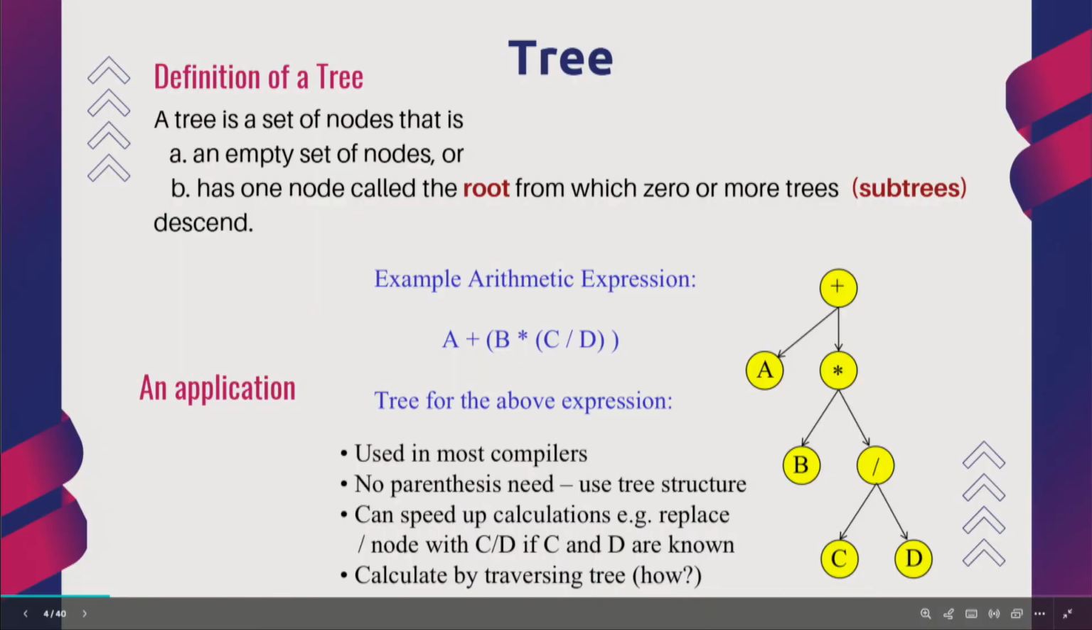Now we see the definition of a tree. A tree is a set of nodes, and at times your tree can be empty initially, so we say that it is an empty set of nodes. Otherwise your tree has some elements, and among the set of nodes one will be called the root, and followed by the root we can have 0 or more trees which we call subtrees, and those subtrees usually descend from the root.